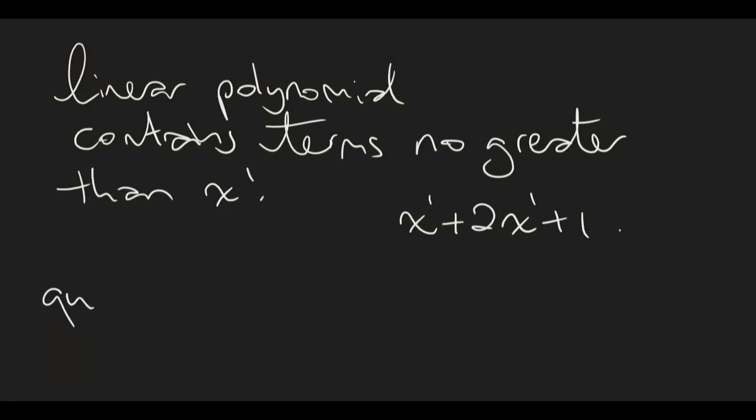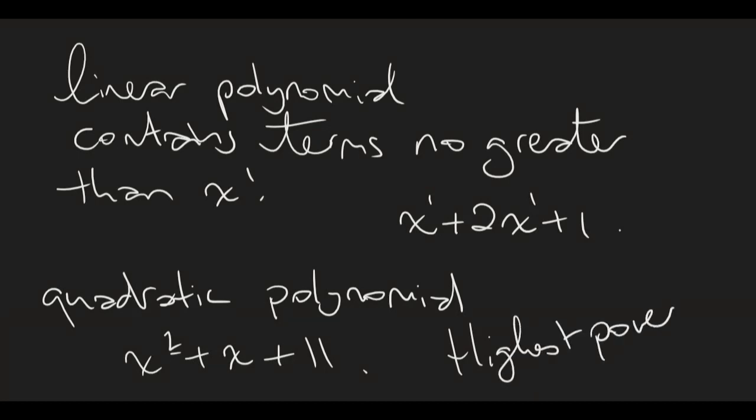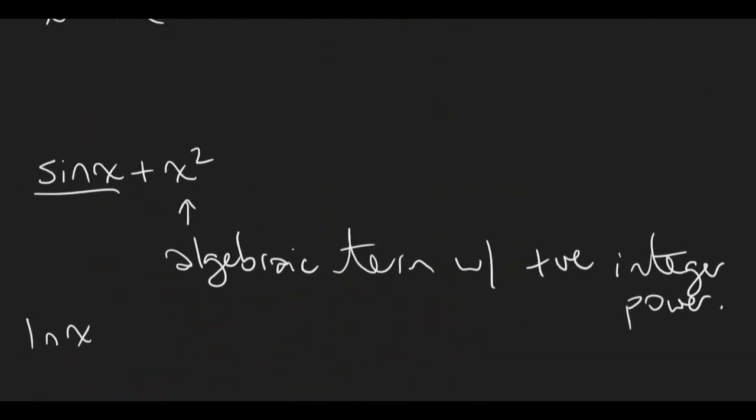And a quadratic polynomial, which you'd have seen before, is something like x squared plus x plus 11. So our highest term is 2. The highest power on any given term is 2. That looks like a minus 2, but it's just 2. And then we have cubics, which have highest degree 3. So the number on the powers is called the degree.